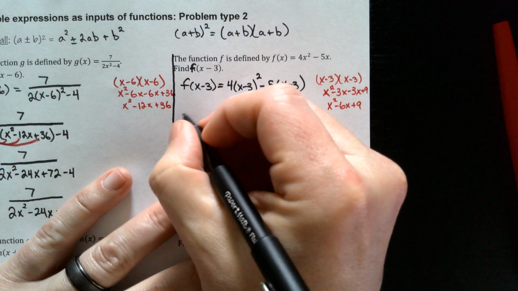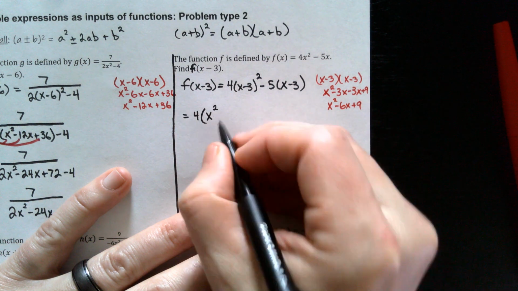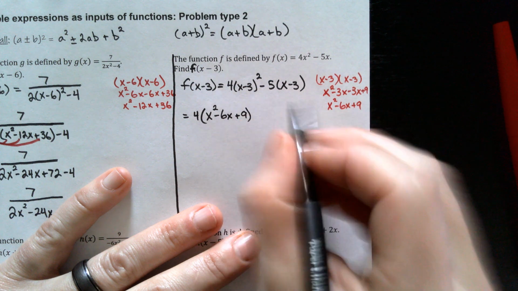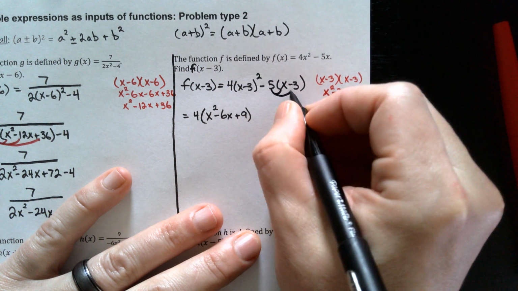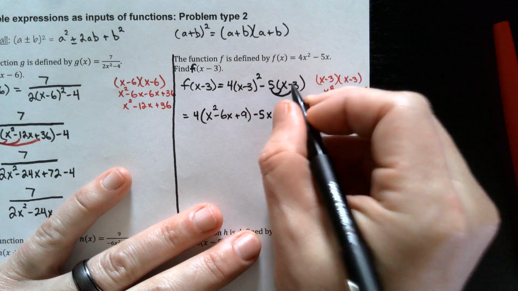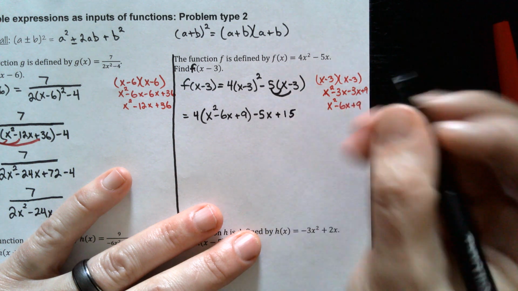I'll leave that 4 sitting out front, so it'll be 4 times x squared minus 6x plus 9. That takes care of this term. And then I'll distribute this negative 5. So negative 5 times x is negative 5x. Negative 5 times negative 3 is positive 15. Negative times a negative is a positive.